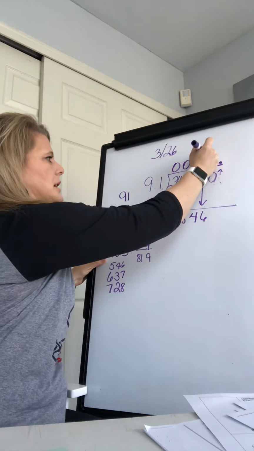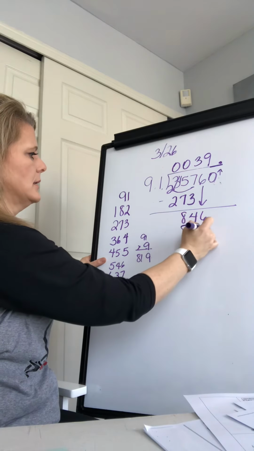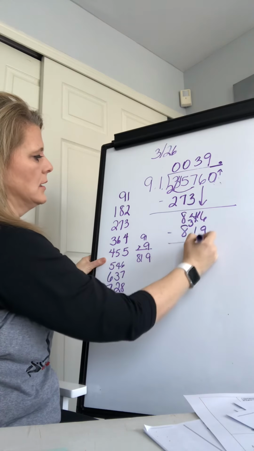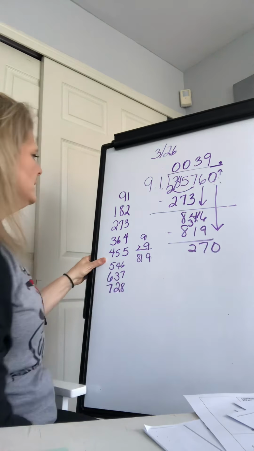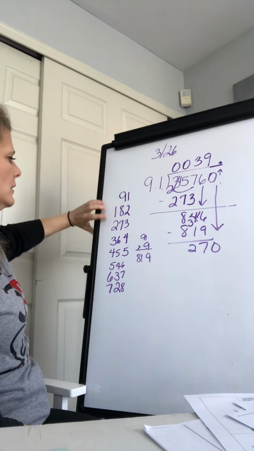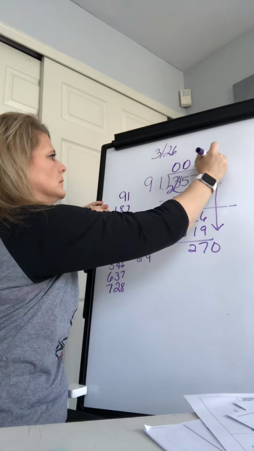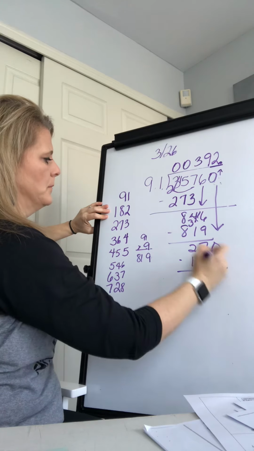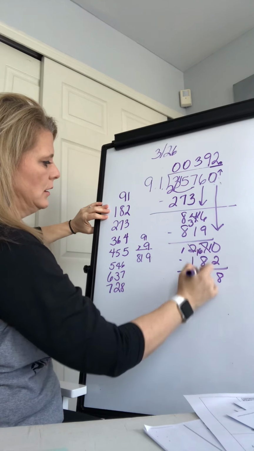So let's do 9 groups. 9 times 91 is 819. We're going to subtract. Can't do that. And bring down. Now, let's take a look. Oh, 3 groups is a little too big. Let's try 2 groups. 2 groups is 182. Can't do that. 8. Okay.